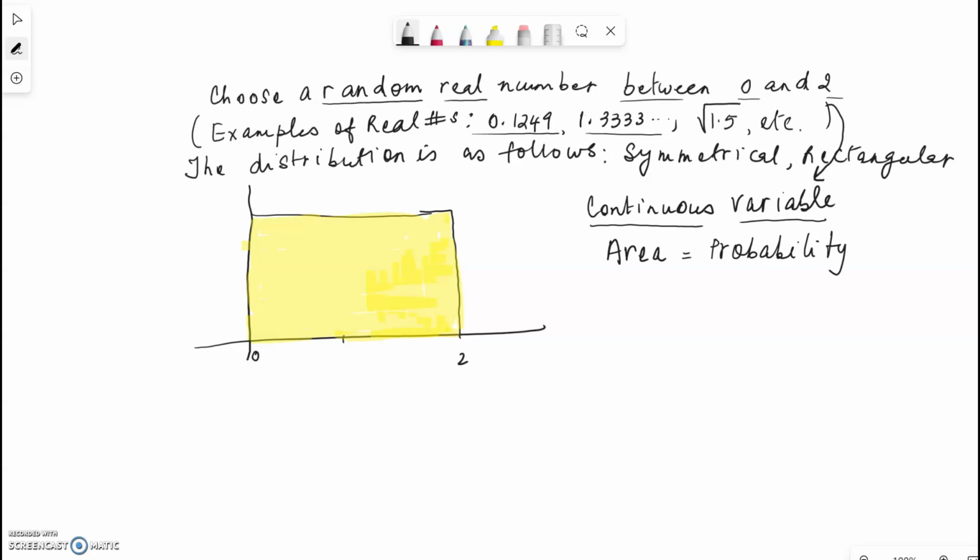And this tells us that the number that you pick could be any of these real numbers, starting from 0 until 2 on the number line. So the variable is continuous. And in the case of a continuous variable, we find the probability of a certain event by finding the area under the curve, right? And what do we mean by curve?